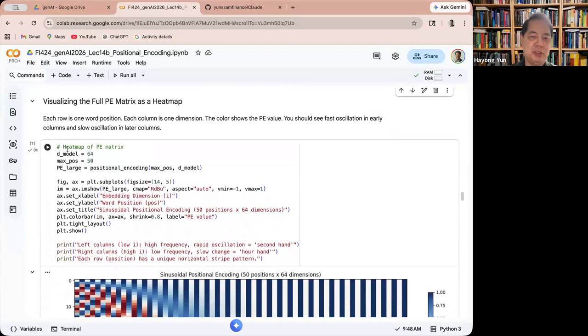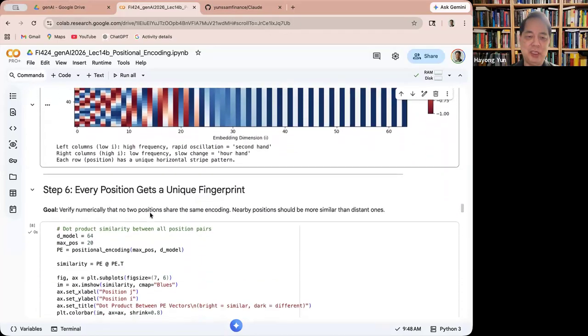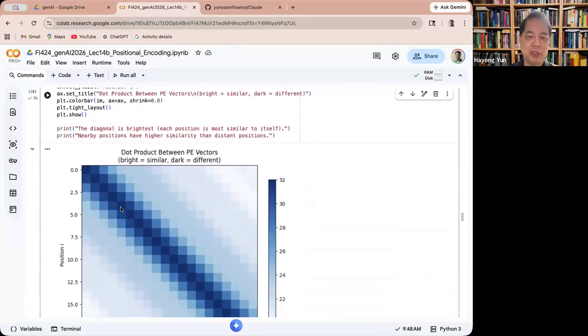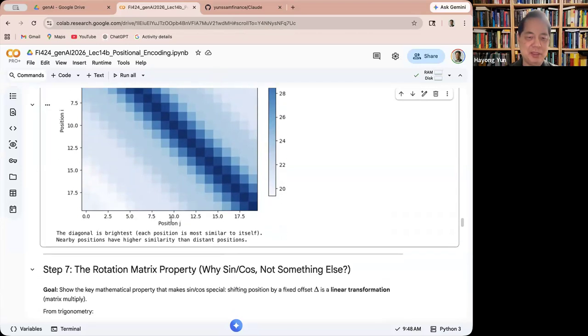And visualizing the full P matrix as a heat map, if we have a dimension of 64 and a maximum position of 50, you can see that none of them are the same. You can see the correlations, and the nearby ones have higher correlation, but none of them are identical.